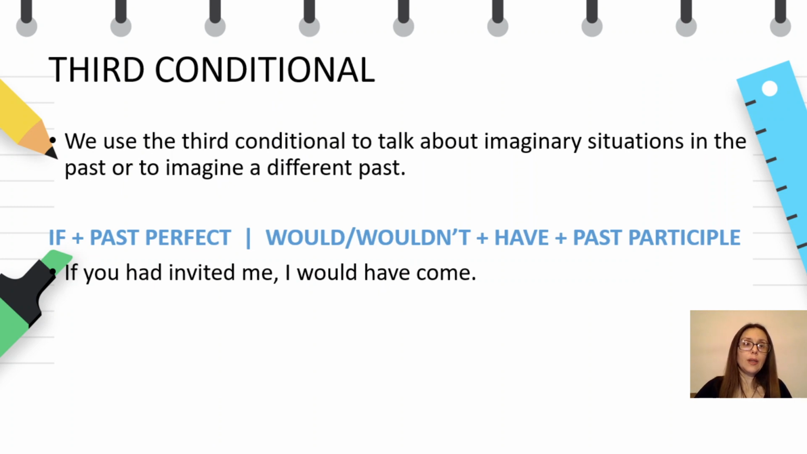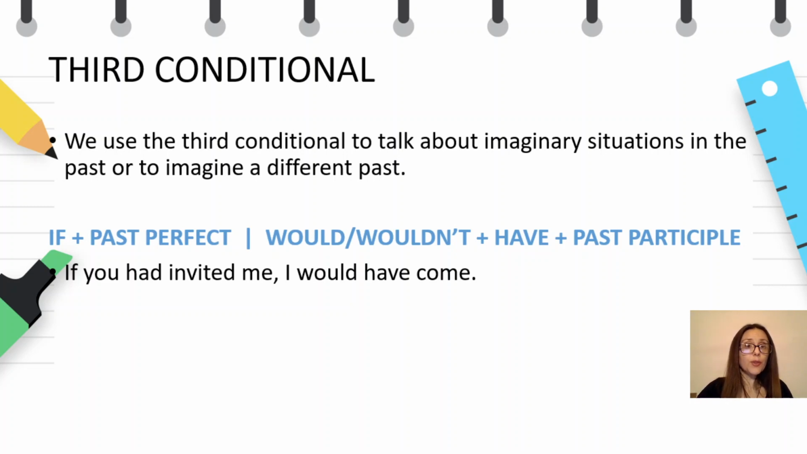Okay, now we can go to the third conditional. When do we use the third conditional? When we talk about imaginary situations in the past, or if we want to imagine a different past, or in other words, when we want to say that something would have happened if something else had or hadn't happened.